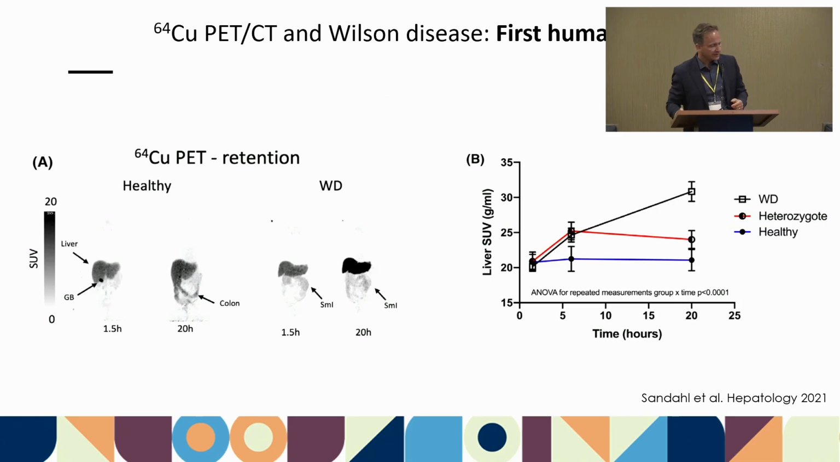When we look at it a little bit later, you see here a healthy person at 1.5 hours, where we can actually see the gallbladder as a sign of excretion. At 20 hours, you can see the colon, the copper had moved to the colon, whereas in the Wilson's patient, it just keeps accumulating in the liver. So we can actually use this method to demonstrate what's going on in Wilson's disease directly using copper.